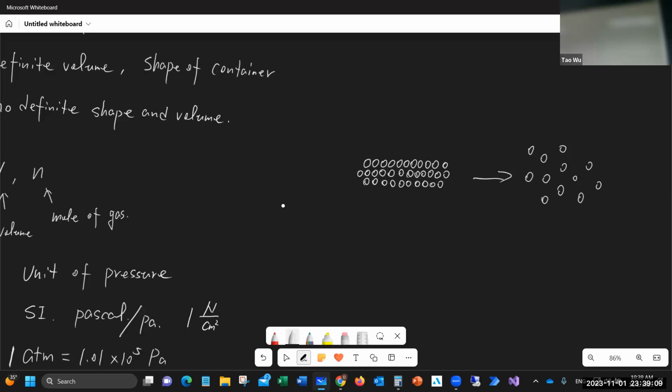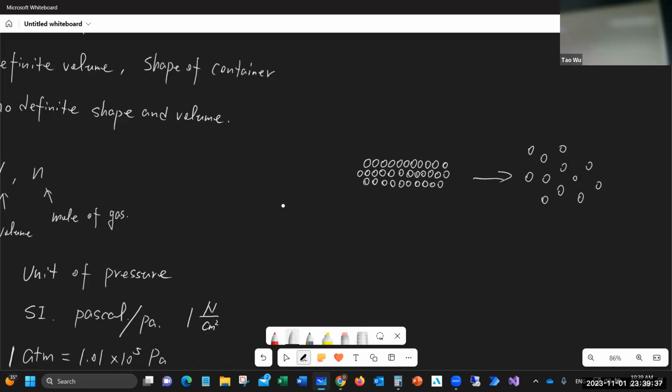And what happens when you go to the gas phase? When you go to the gas phase, generally the force is still there. You and your parents still have the force, but you grow up. You have a full ability to move. Generally the force between the molecules is much weaker than the kinetic energy of those molecules.